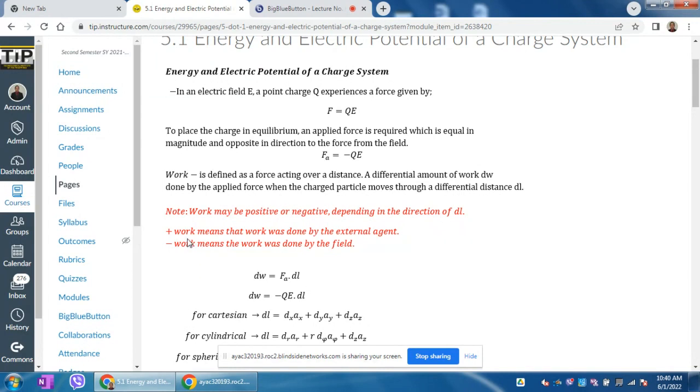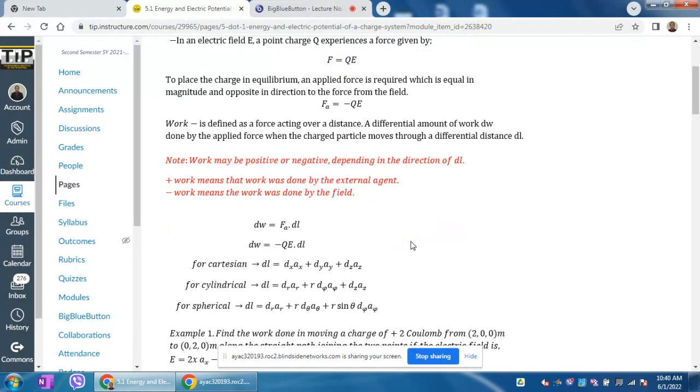So pag nakakuha po kayo ng positive work, that means that work was done by the external agent. So parang yung bangkang papel, dinadala siya ng agos ng tubig. So positive work po yun. Negative work means that work was done... I'm sorry, baliktad pala ako. So positive work, pag naglagay ka ng external agent, nag-applied force FA ka. Negative work, pag yung nagtrabaho ay yung field mo. Yung halimbawa, tinangay ng agos yung bangkang papel, negative work yon. Pero pag tinulak mo yung bangkang papel, positive work yon. Okay. So dW is equal to FA times dl.